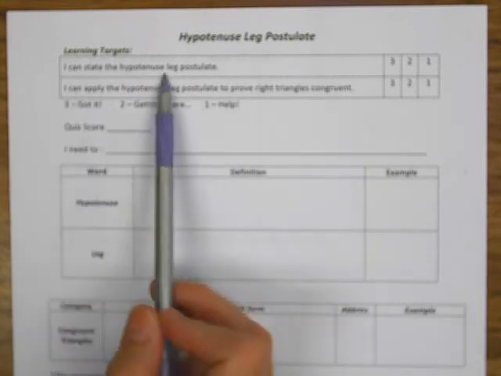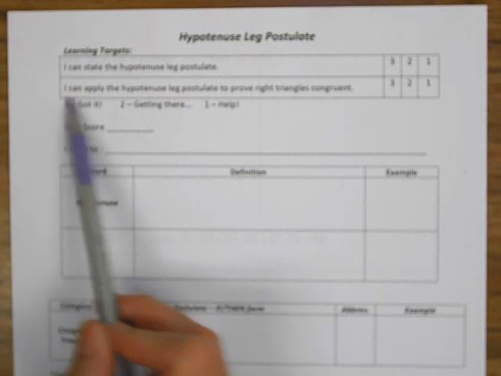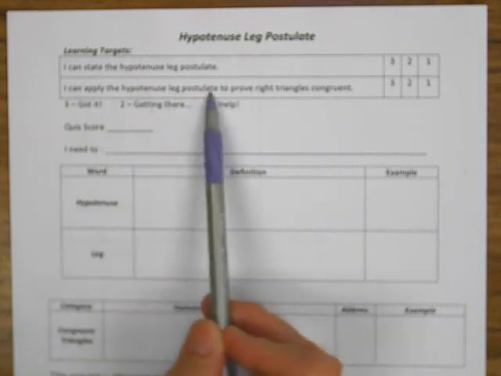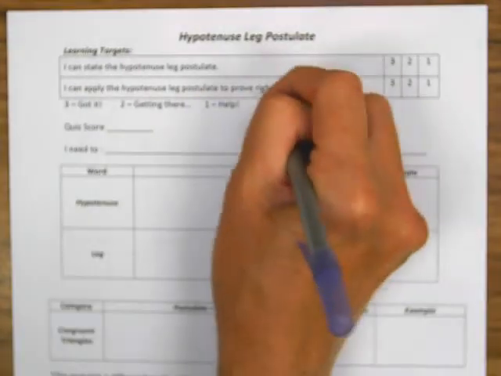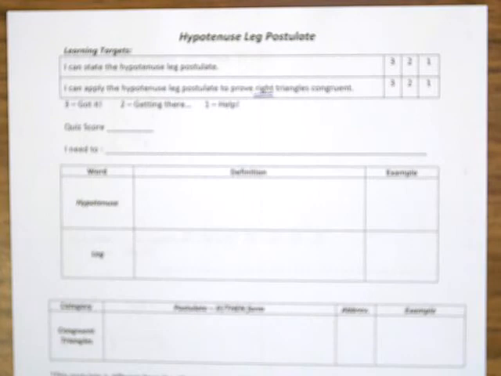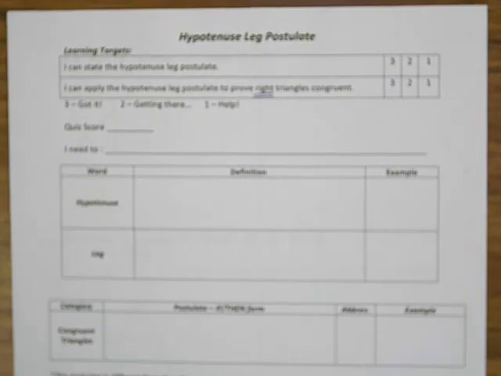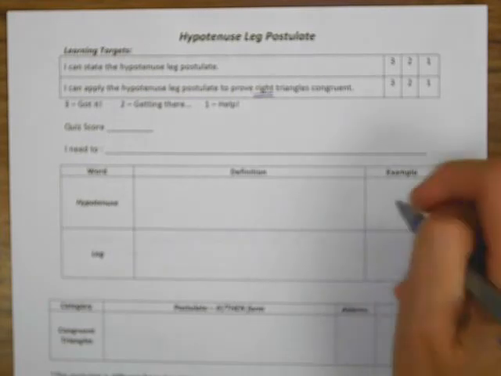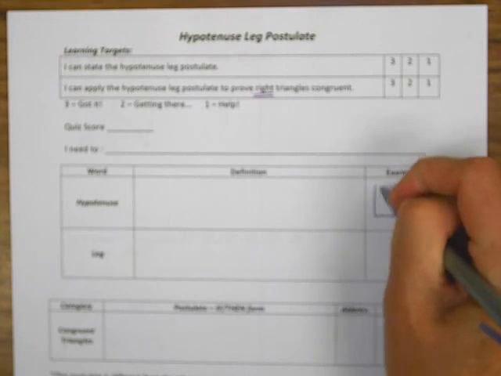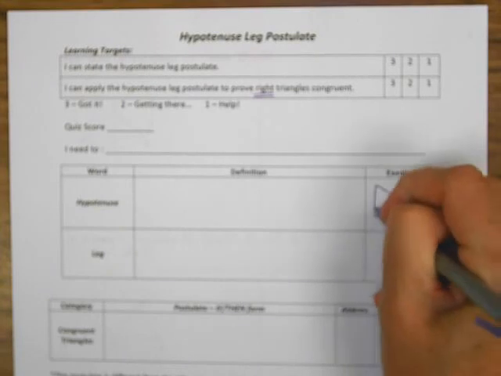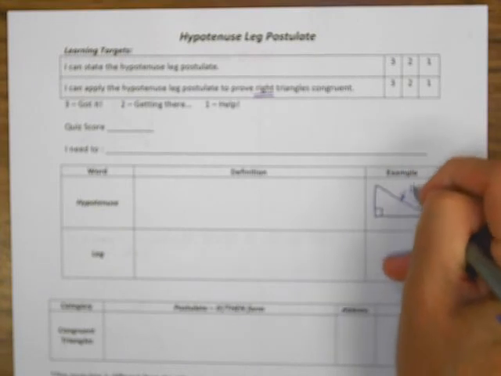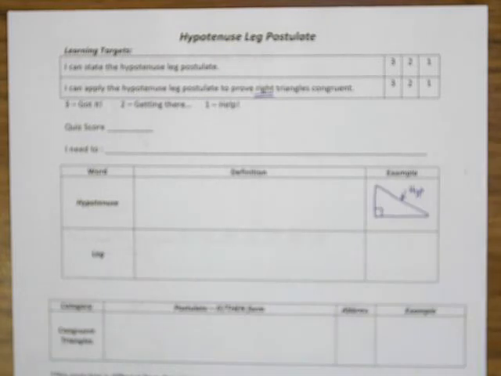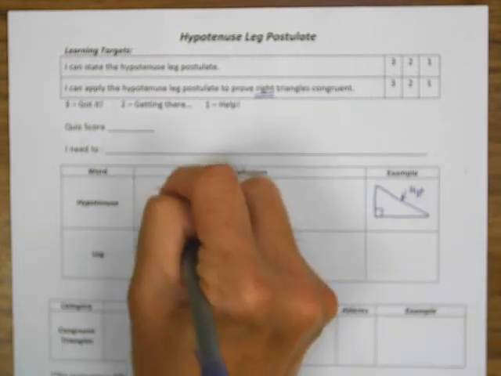It says I can state the hypotenuse leg postulate, and then I can apply the hypotenuse leg postulate to prove, and here's what's key here, right triangles congruent. So let's talk about these words first that we're going to use to name this postulate. A hypotenuse has to be in a right triangle, and the hypotenuse is the side that is opposite the right angle. So let's make a note of that here.